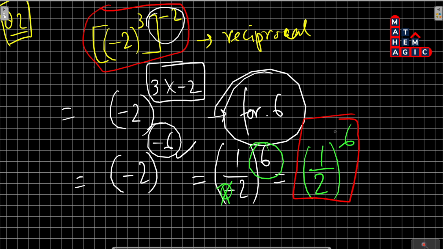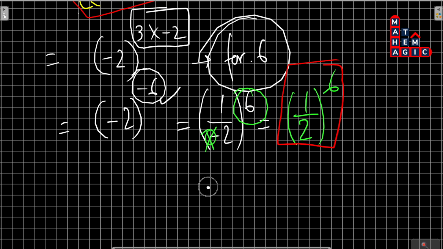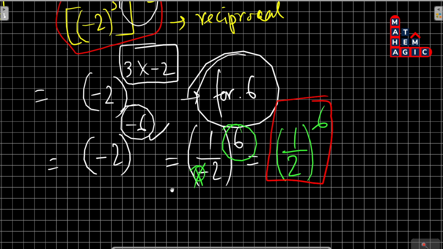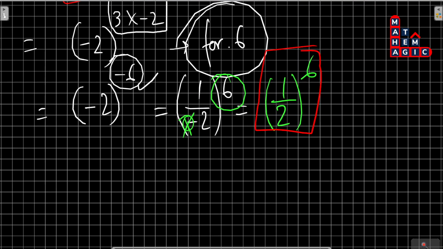Clear till this much? Okay, so now what we have to do next is, the question was to find the reciprocal of this number, right? So now if I break the powers, this is called the power of quotient rule.